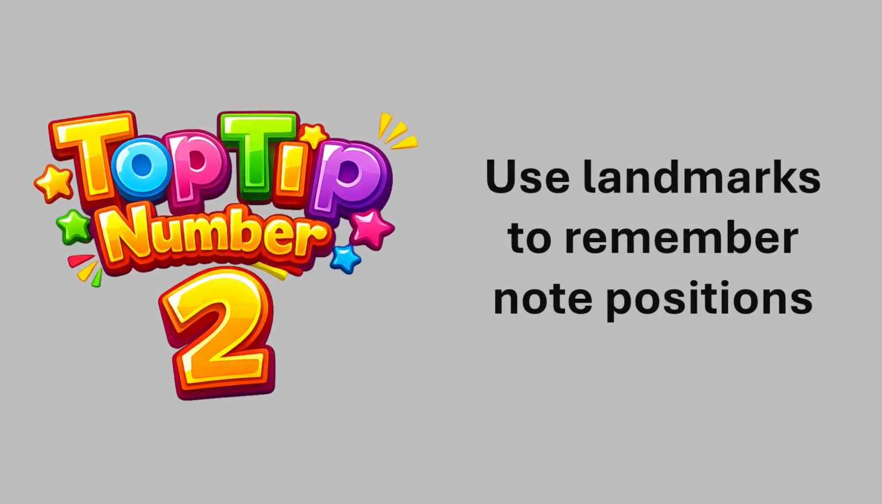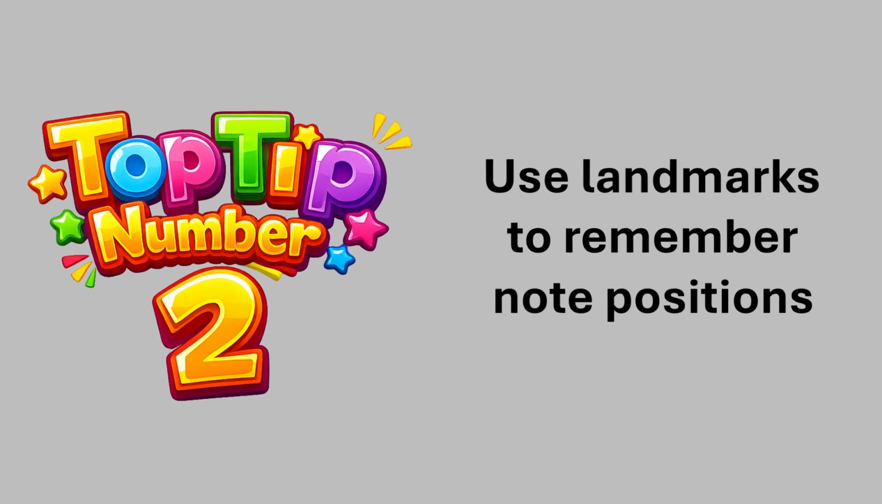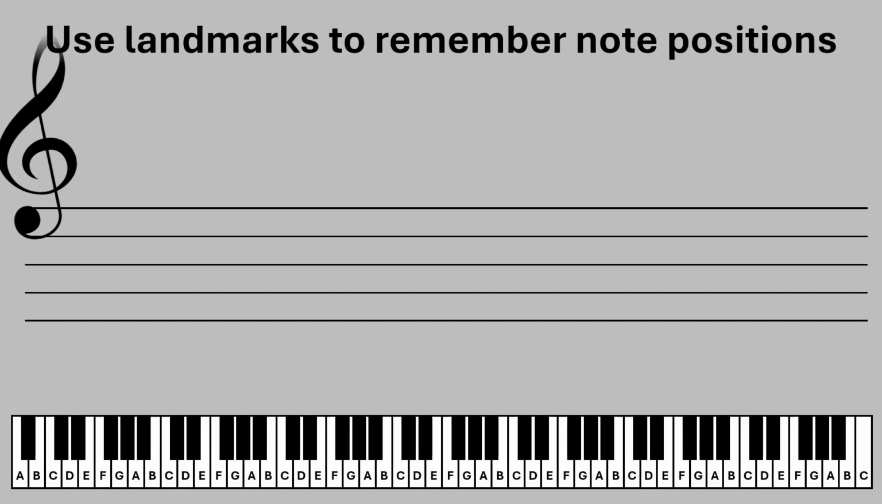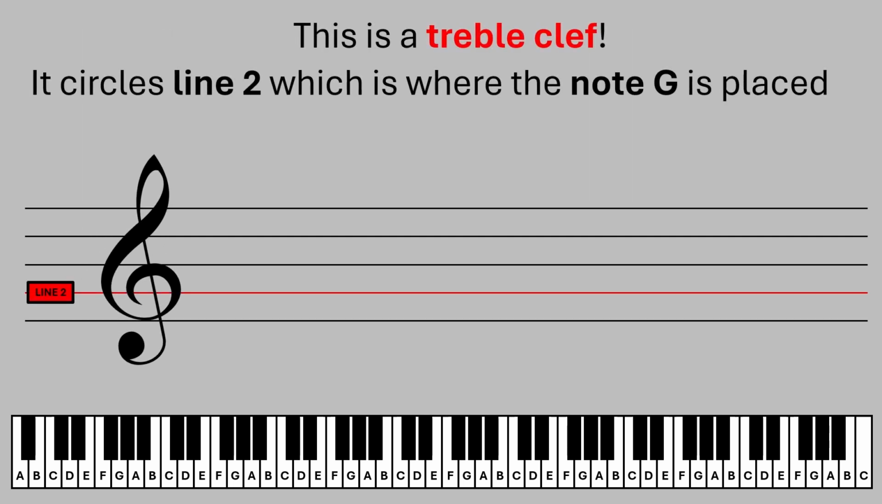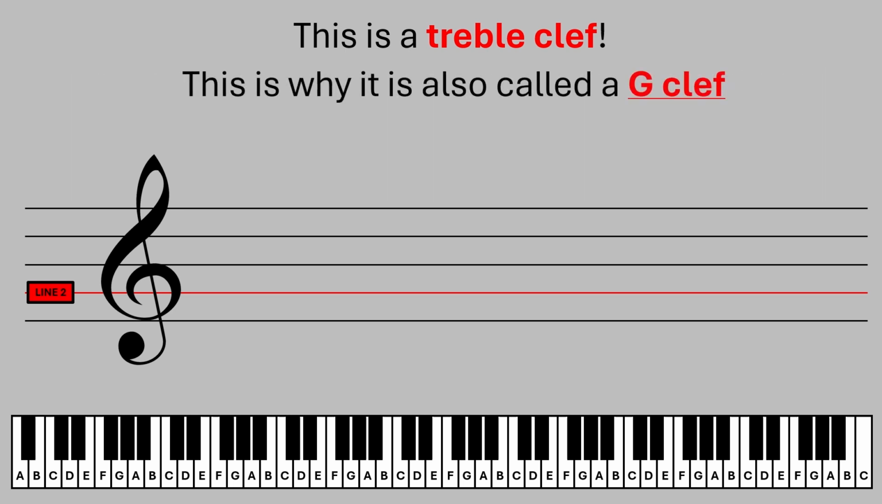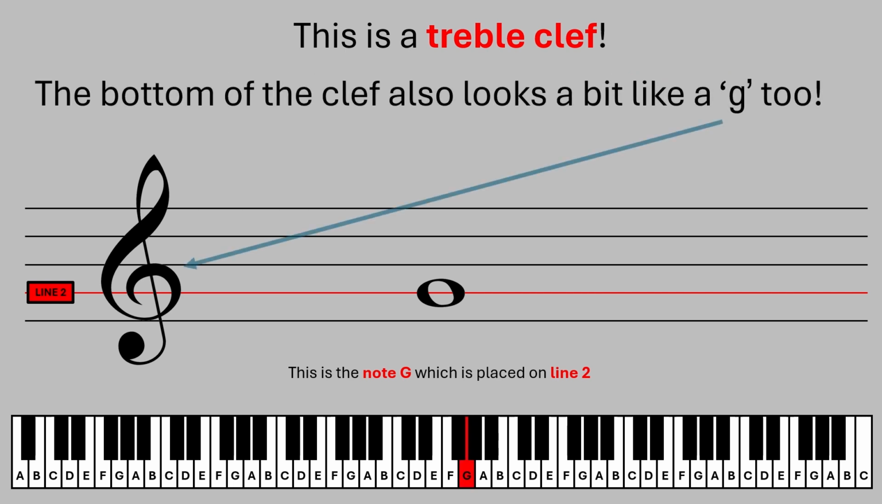Top tip number 2. Use landmarks to remember note positions. This is a treble clef. It circles line 2, which is where the note G is placed. This is why it is also called a G clef. This is the note G, which is placed on line 2. And here's its position on the piano. The bottom of the clef also looks a bit like a G too.